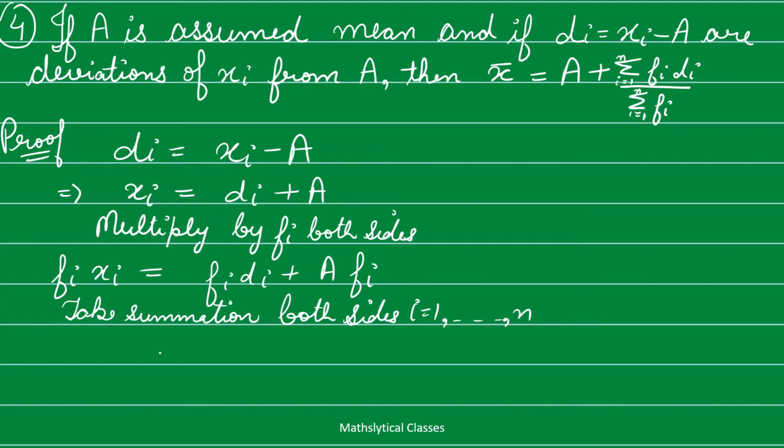So when you take the summation, you get summation fi xi, i varying from 1 to n, equal to summation fi di, i varying from 1 to n, plus a, and a is independent of summation, so I'll write it outside the summation. Now the last step is to divide the whole equation both sides by summation fi, or you can say capital N, i varying from 1 to n.